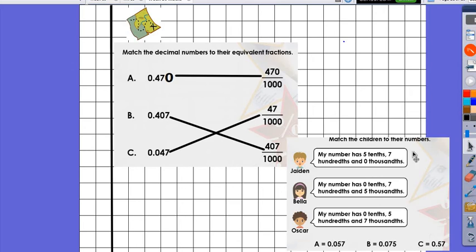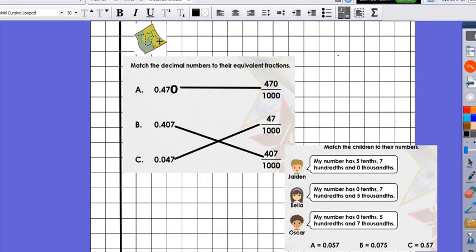And this bottom question, let's move up a little bit. So match the children to their numbers. My number has 5 tenths, 7 hundredths, and 0 thousandths. My number has 0 tenths, 7 hundredths, and 5 thousandths. And my number has 0 tenths, 5 hundredths, and 7 thousandths. Well, let's start with Jaden. So my number has 5 tenths. Remembering 5 tenths is our first one after a decimal point. I can see here 5 tenths, 7 hundredths, that's correct, and no thousandths. Brilliant. So I can put Jaden there.